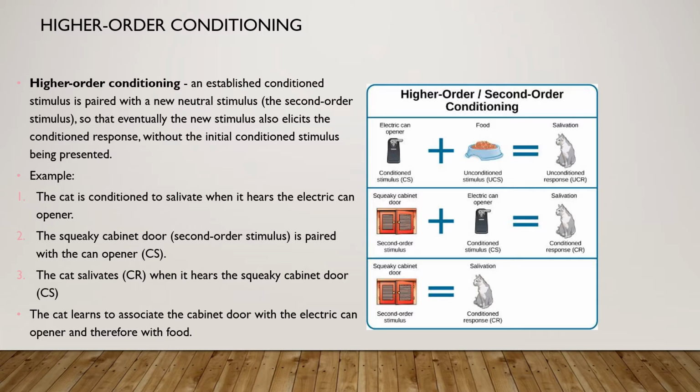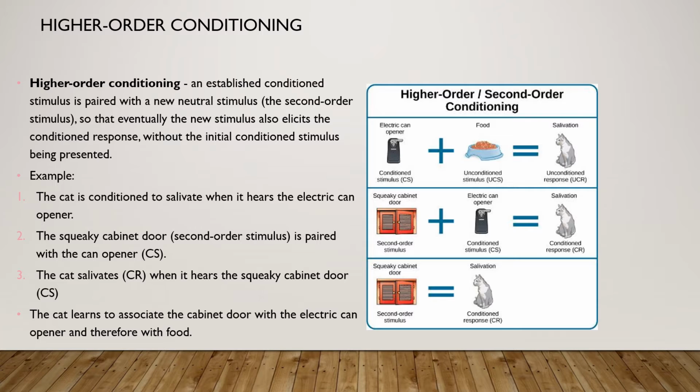And so the cat hears the squeaky cabinet door and it knows, oh, there's going to be a can opener. I mean, it's not thinking about this in that way, but at some rudimentary level, it's making this association. So your cat comes running into the kitchen when it hears the squeaky cabinet door. So that squeaky cabinet door is a higher order or second order stimulus. The cat has learned to associate the cabinet door with the electric can opener and therefore with food. So you can think about how we can develop associations not just with what is associated with that first unconditioned stimulus, but we can develop associations with a conditioned stimulus.